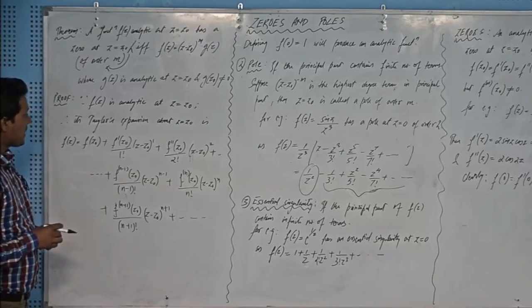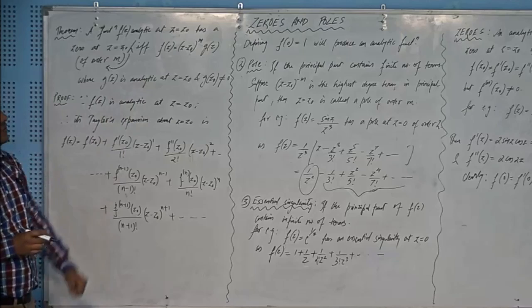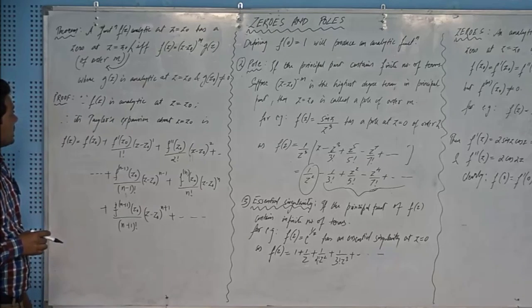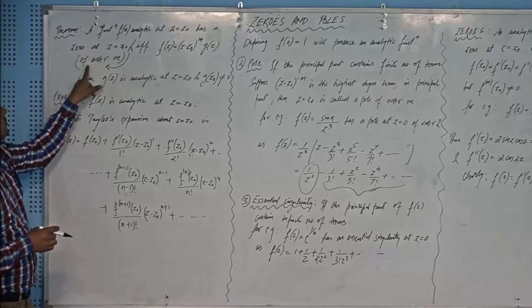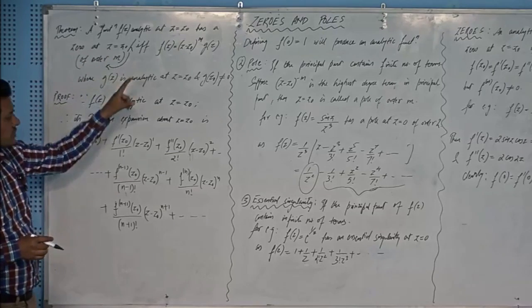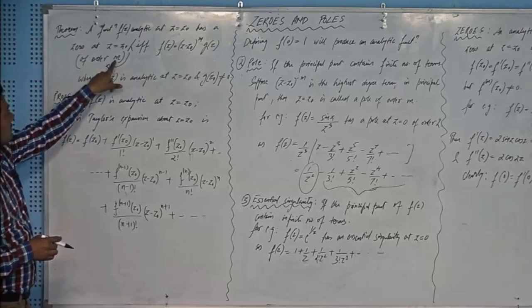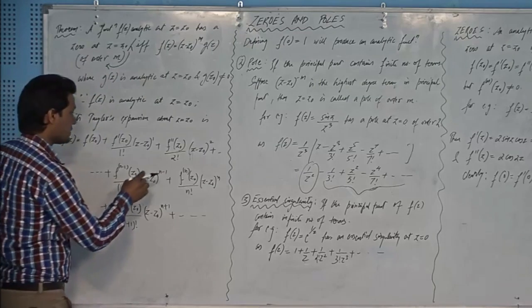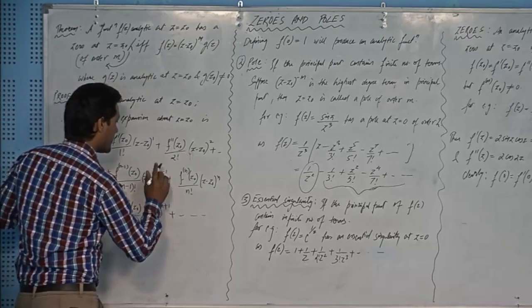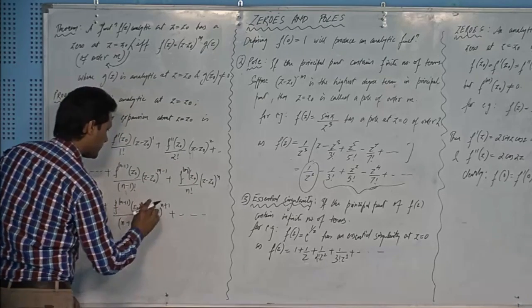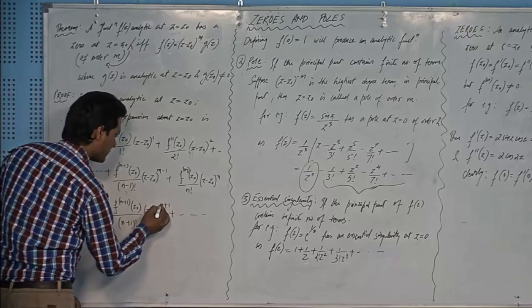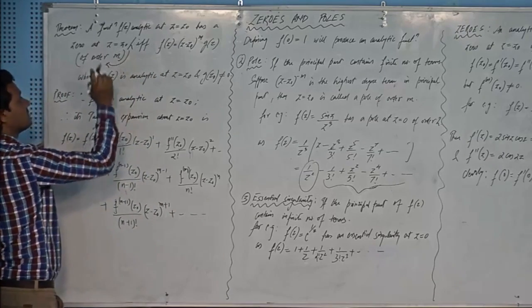Now I will use that formal definition. You are assuming that z equal to z naught is a 0 of order m. So where I have written n here, I should write m minus 1, and this should be m, and this is also m, according to this m.